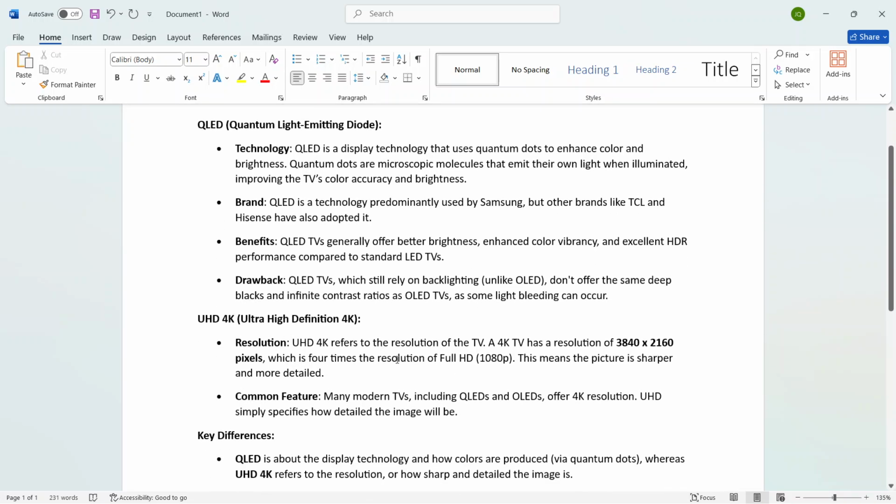The drawback is that QLED TVs still rely on backlighting, so they don't offer the same deep blacks and infinite contrast ratios as OLED TVs offer.